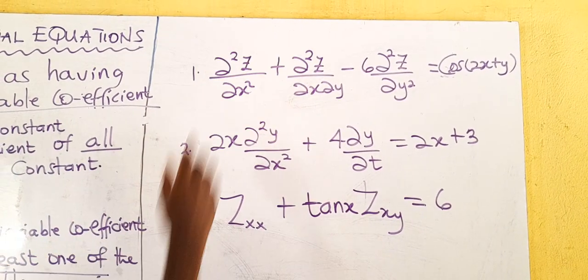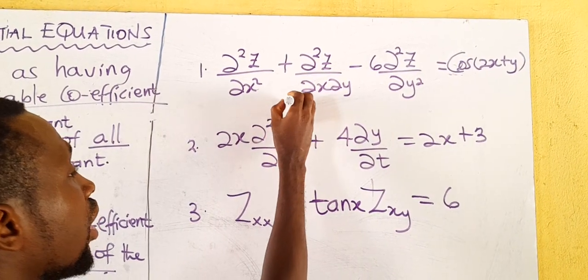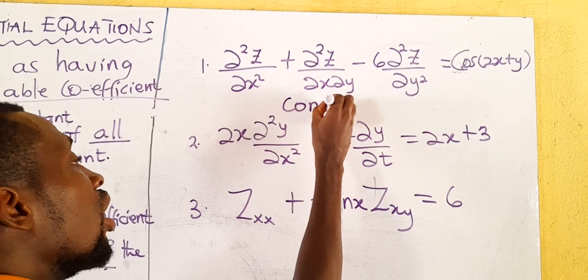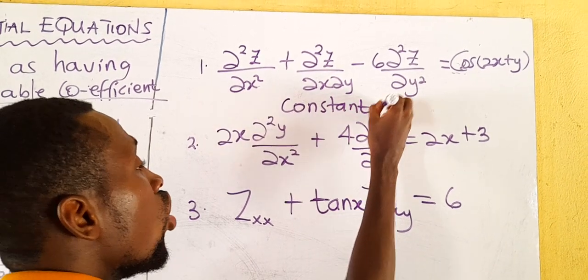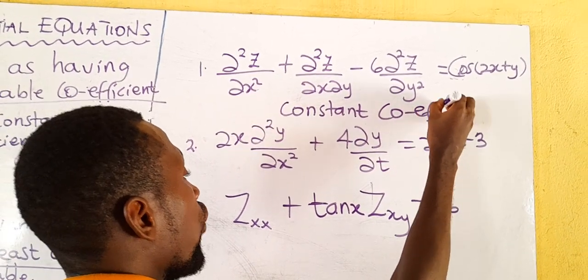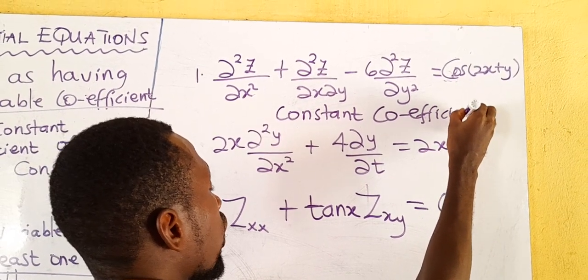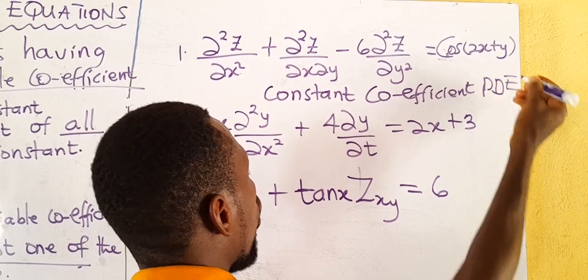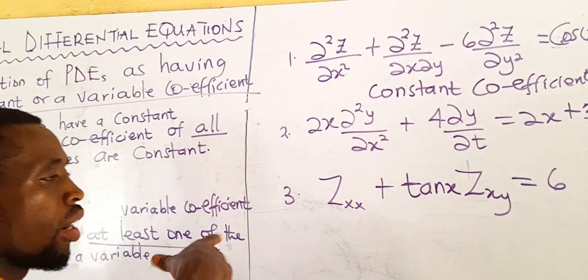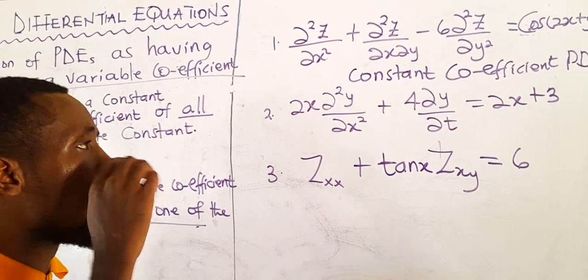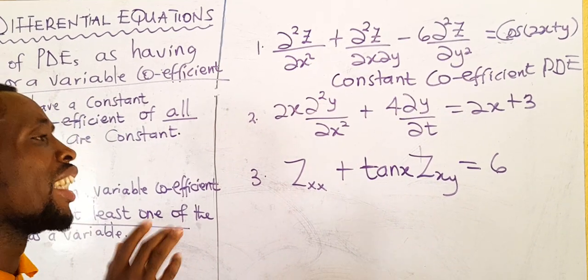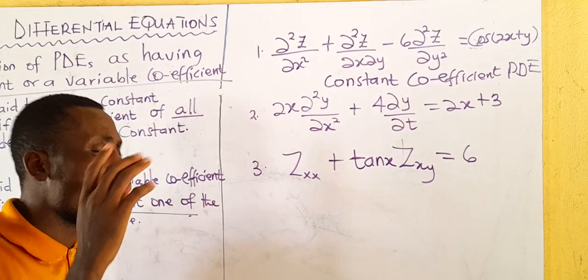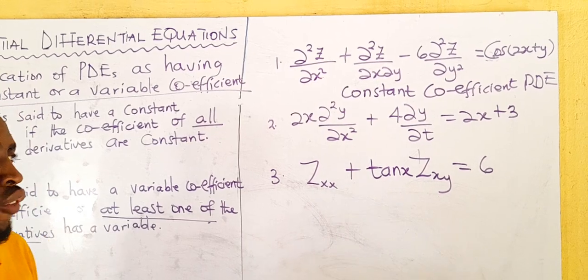Then we say that this PDE is a constant coefficient PDE. I hope you get that. Just check all the partial derivatives. If their coefficients are constant, then we say the PDE has a constant coefficient.